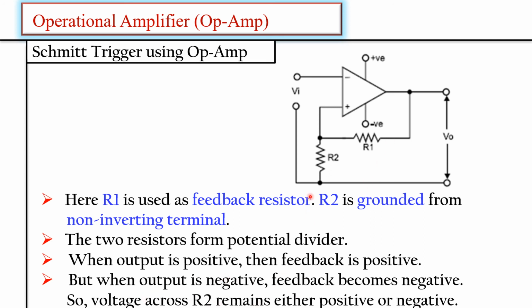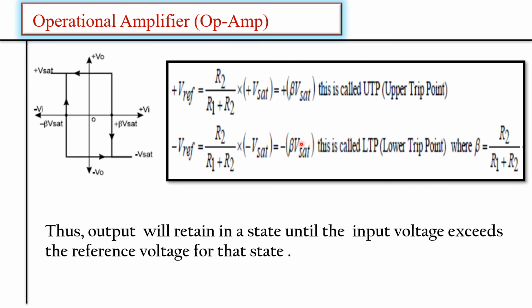So the voltage across R2 is either positive or negative. When the output voltage is positively saturated, the positive voltage is fed back, and when the output voltage is negatively saturated, then a negative voltage is fed back to the non-inverting input, holding the output in the low state. When the output is positively saturated, then the reference voltage applied to the non-inverting terminal is V reference.